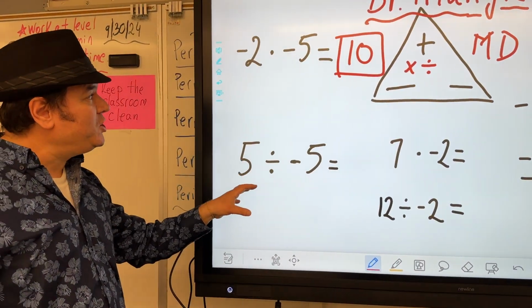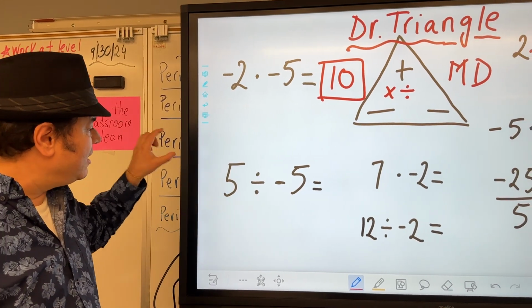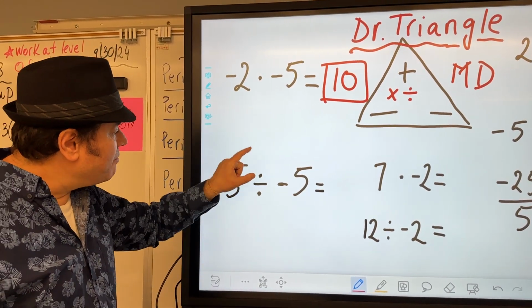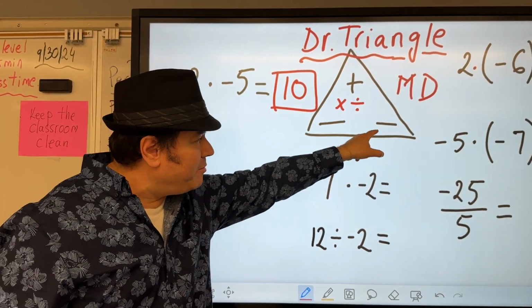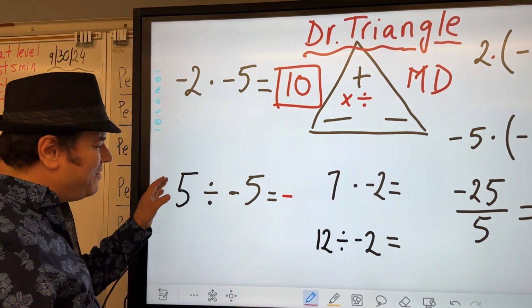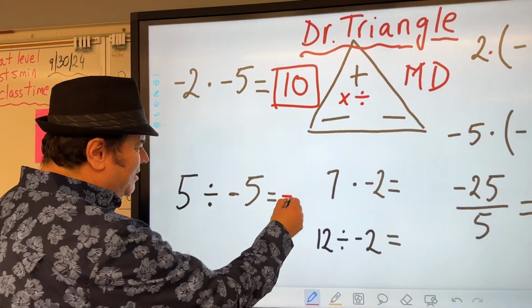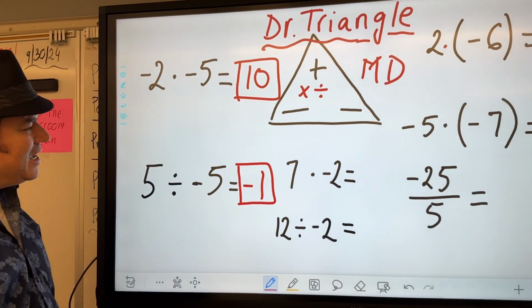Let's look at this problem over here. In this case, we have a division problem. So we have 5 divided by -5. Again, positive divided by a negative. Positive divided by a negative is going to be negative. So the final answer is going to be negative. And 5 divided by 5 is 1. Final answer, -1.